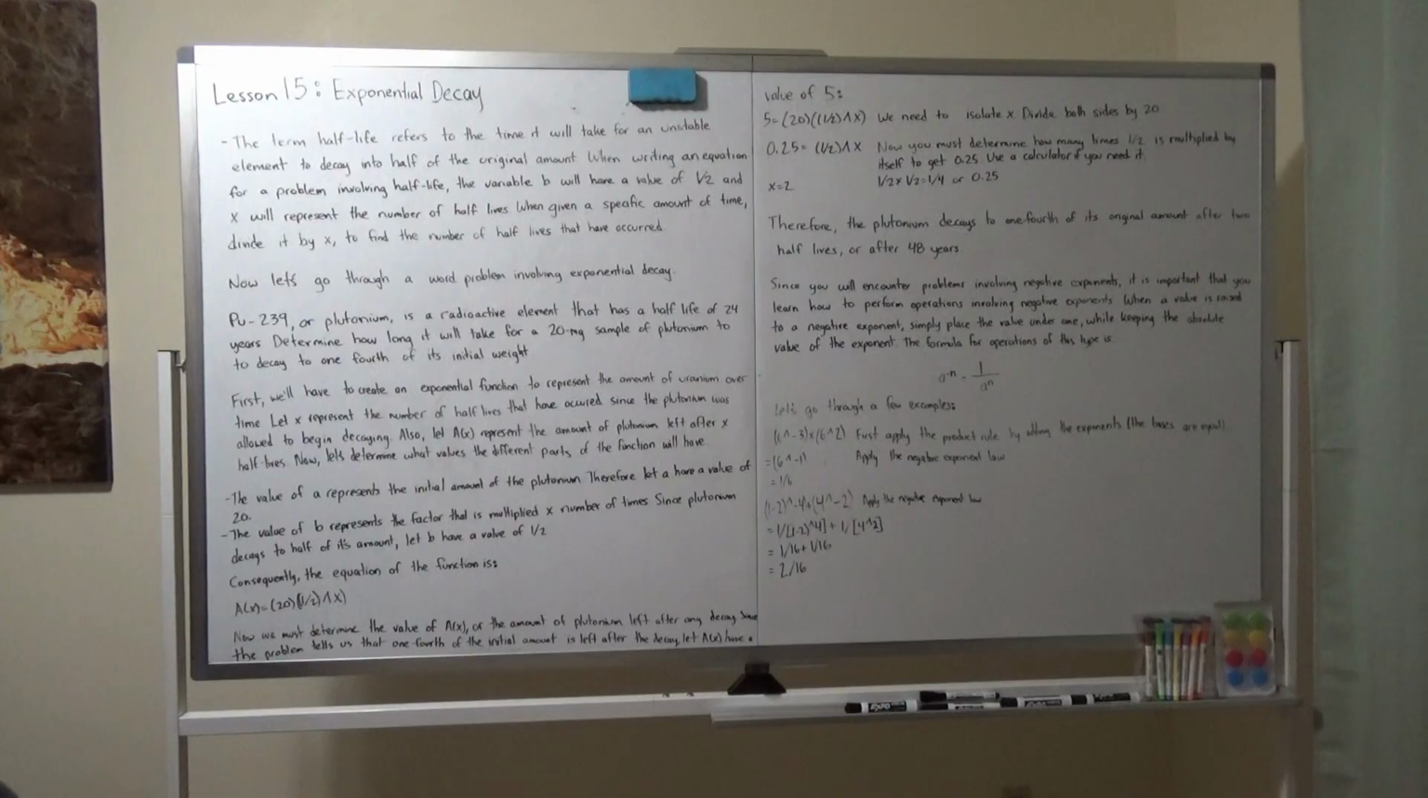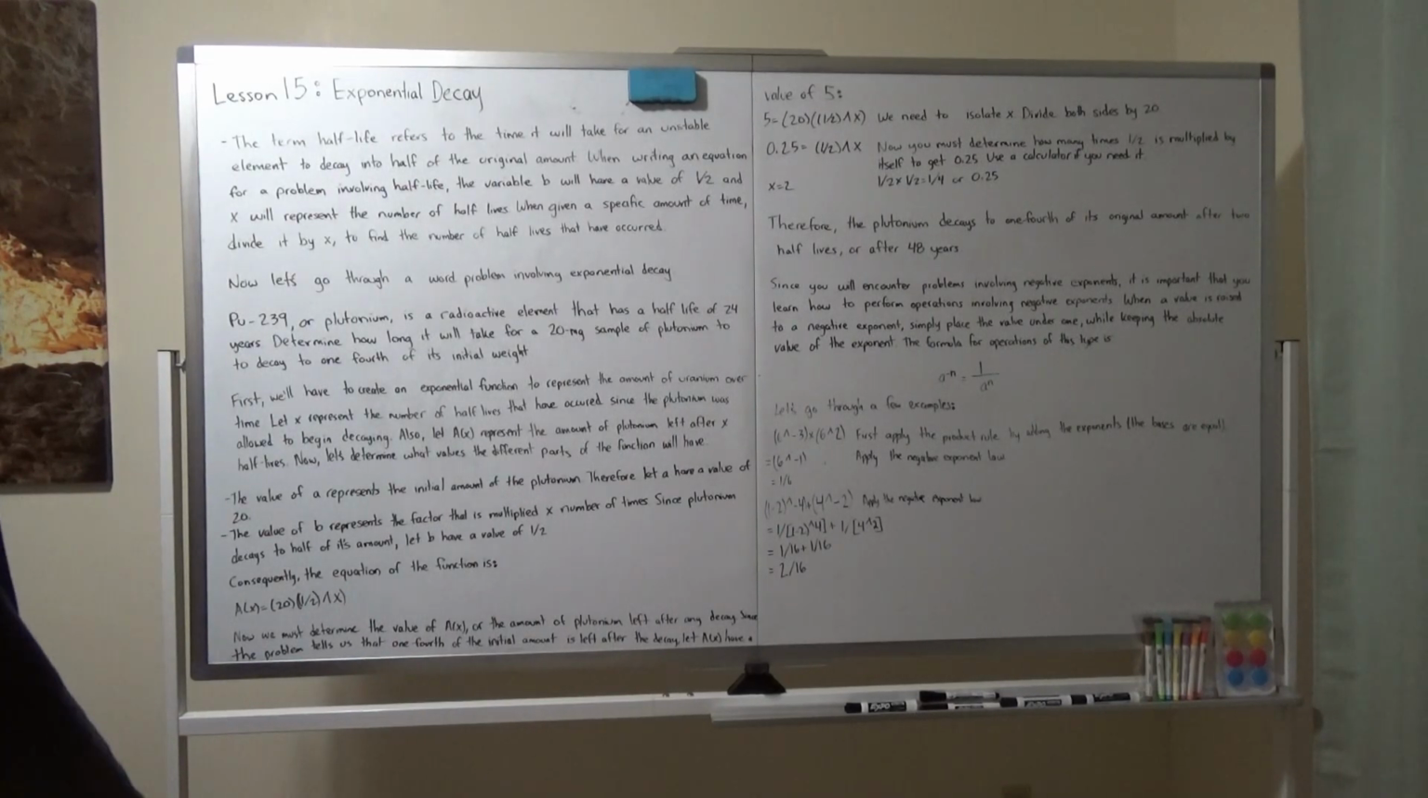Now let's go through the word problem involving exponential decay. Pu-239, or plutonium, is a radioactive element that has a half-life of 24 years. Determine how long it will take for a 20 milligram sample of plutonium to decay to 1/4 of its initial weight.